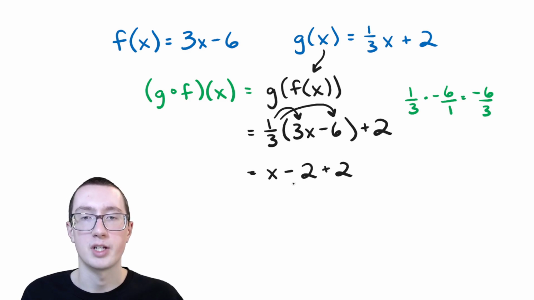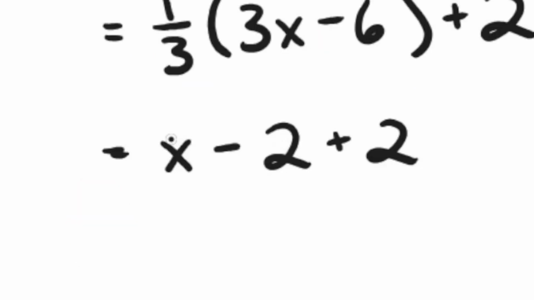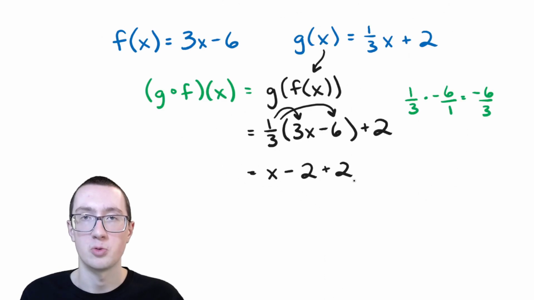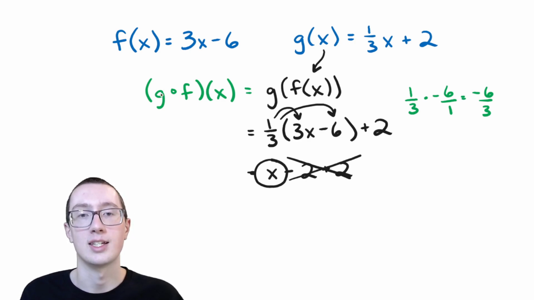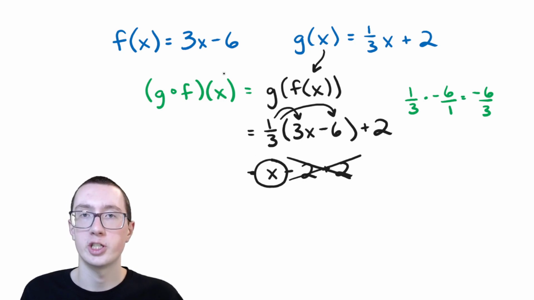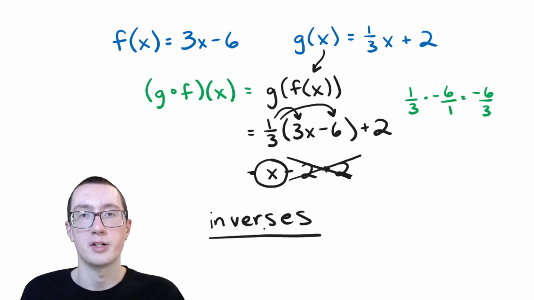And now you may notice that we have the same thing as before, right? We have an x, and then we have two numbers that cancel each other out. You subtract 2, and then you add the 2 back, you've done absolutely nothing. So those cancel each other out. And all we're left with is x, which means that g composite f of x is also x. So f composite g of x was x, and g composite f of x is also x. So we can say that these are inverses. So there we go. We have now verified that these two are inverses.